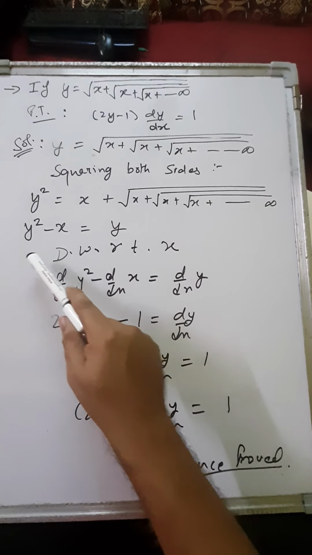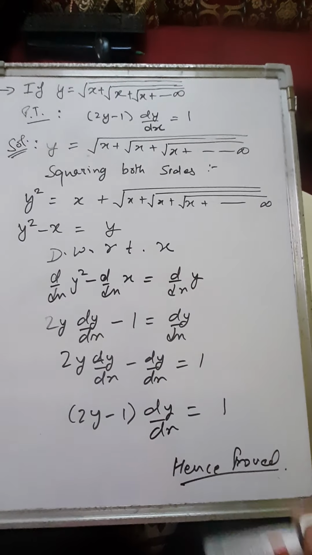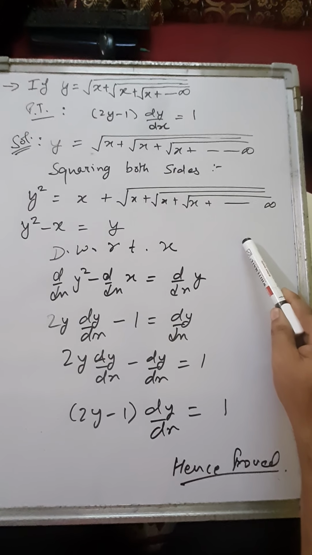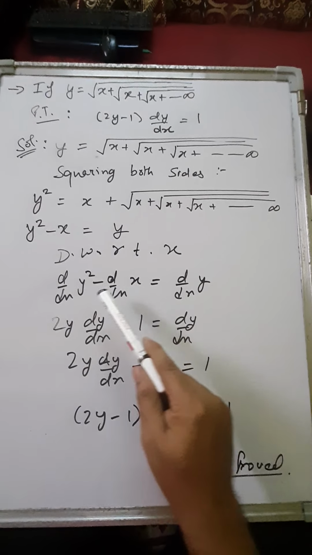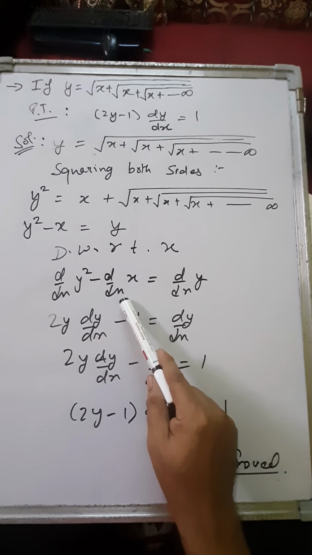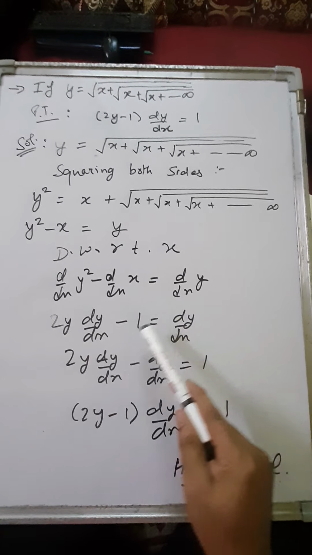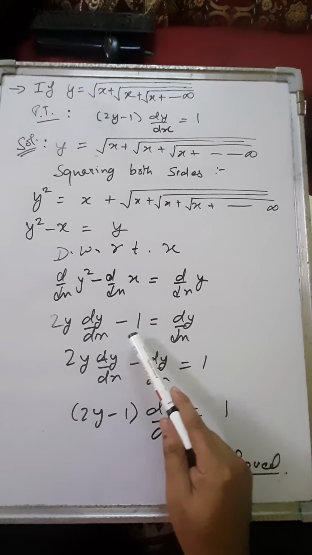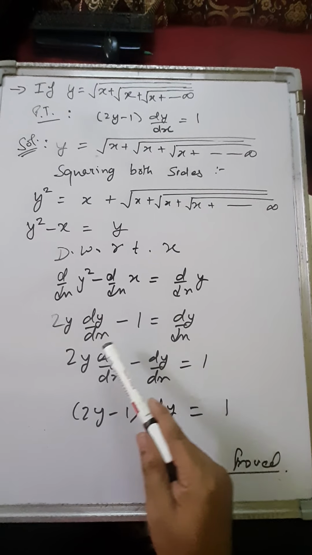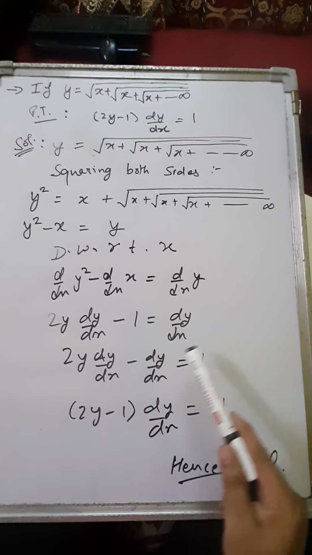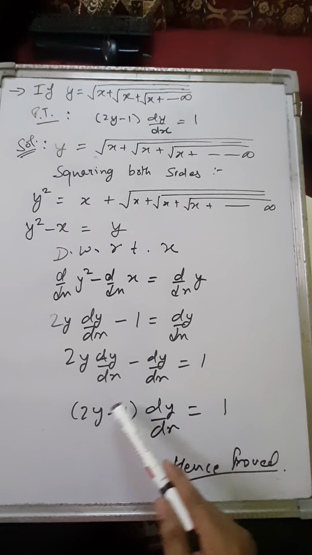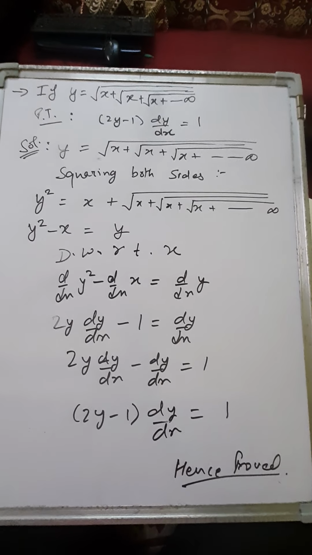So now we got the implicit function, y² minus x equals y. We have to differentiate this function and prove the required result. So differentiating with respect to x, d by dx of y² minus d by dx of x equals d by dx of y. Here we'll get 2y dy by dx, the derivative of x is 1, and dy by dx. Transferring this dy by dx to that side and 1 to this side, we'll get 2y dy by dx minus dy by dx equals 1. Now take common and we'll get the proof.